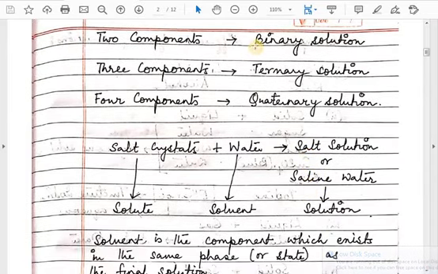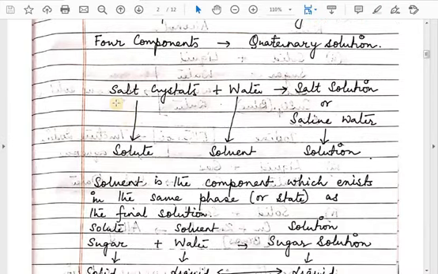Now you have three types of solution on the basis of the number of components. First is the two component system, that is binary solution. Second is the three component system, that is ternary solution, and the four component system is quaternary solution.